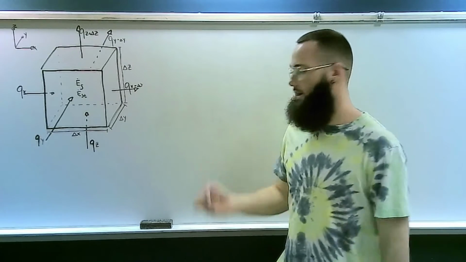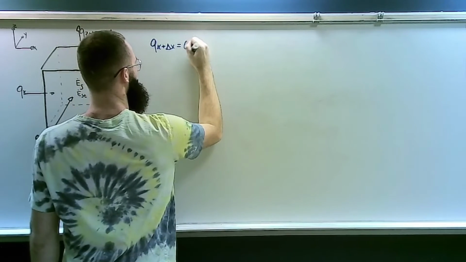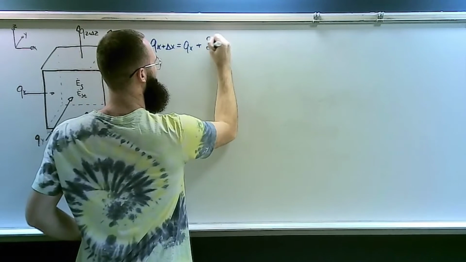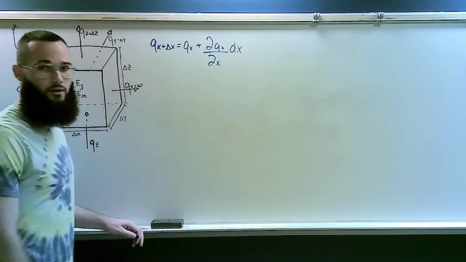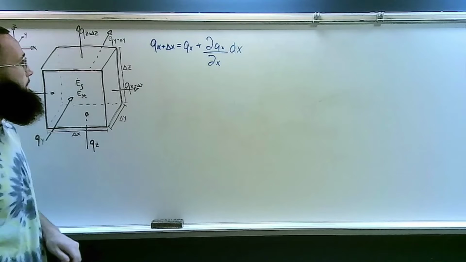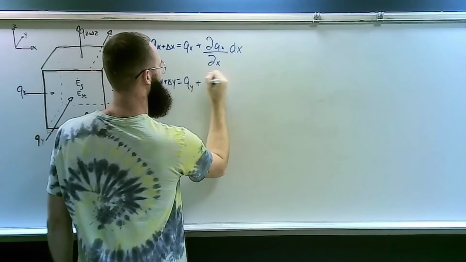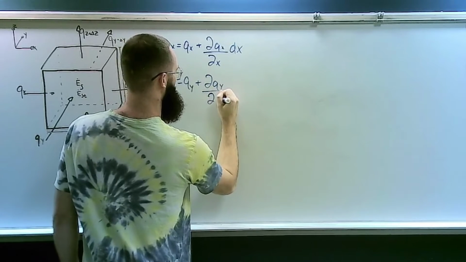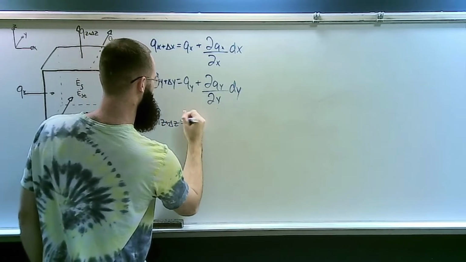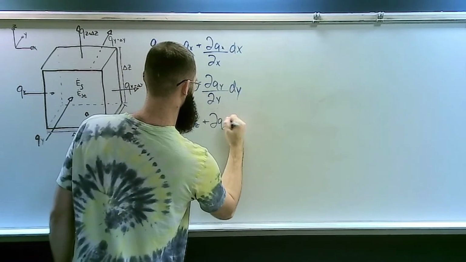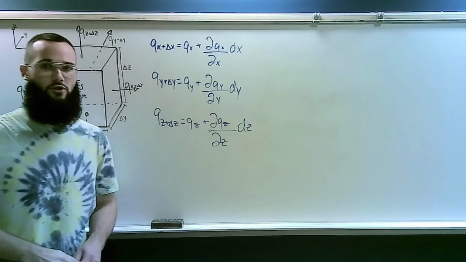In order to derive this equation, we need to first derive certain equations for qx plus delta x. To do that, we're going to use a Taylor series expansion. We're going to say qx plus delta x is equal to the original heat flow, qx, plus the change in qx with respect to position times the total length that it travels, which is dx. We can do this for qy plus delta y, which is equal to qy plus dqy over dy times the length it travels, dy. And qz plus delta z is equal to qz plus dqz over dz times the distance it travels, dz.